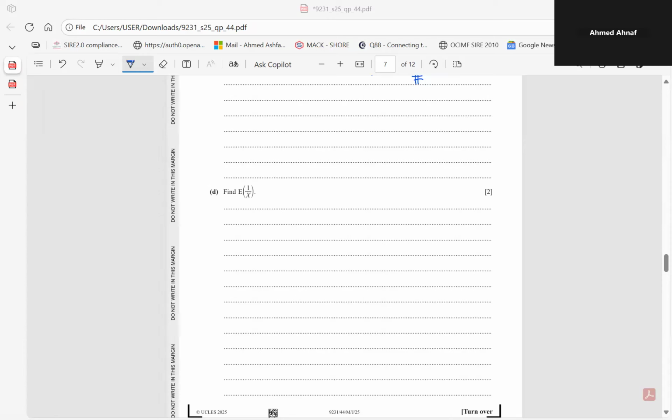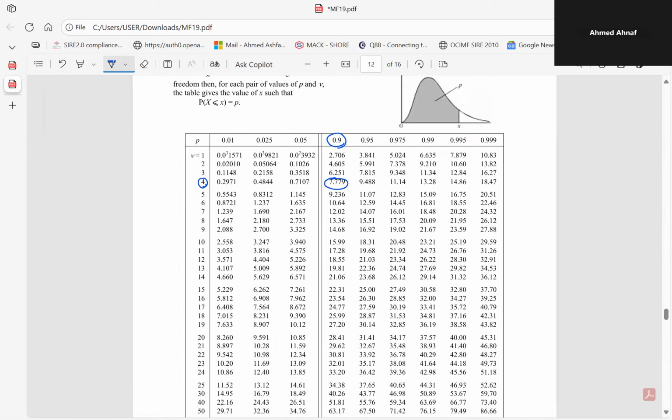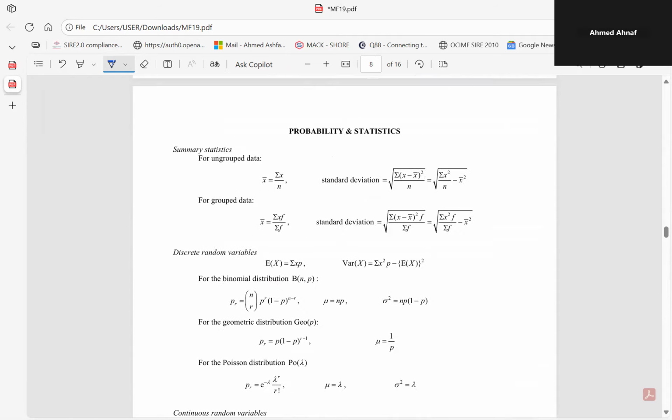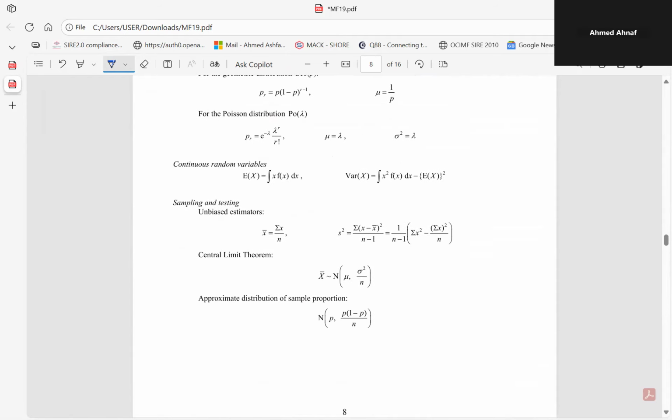Okay, so for the last part, we're told to find E of 1 over x. So we're told to find the expectation of 1 over x, not x. To find the expectation of a continuous random variable, there's a formula given for it in the MF19. Yeah, so you have it right here.